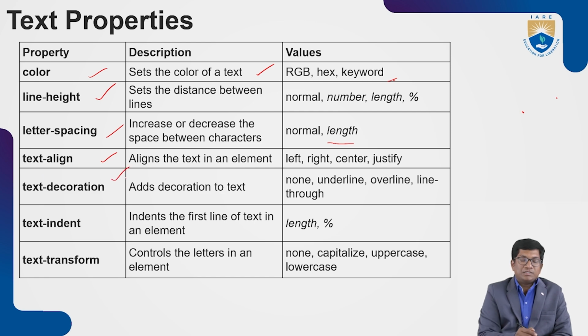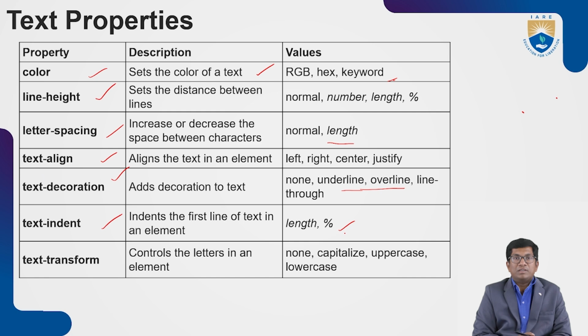Next, text decoration. It adds decoration to text: none, underline, overline, or line through. You can add different values based on your requirement. So we can use underline for underlining text which is important. Next we have text indent: how much tab space you need from the border to the text. You can specify it as a length, a percentage, or a number of pixels.